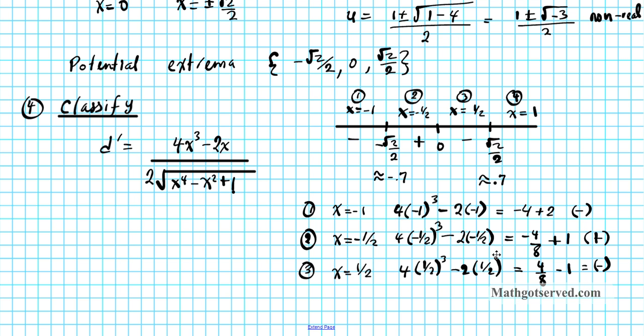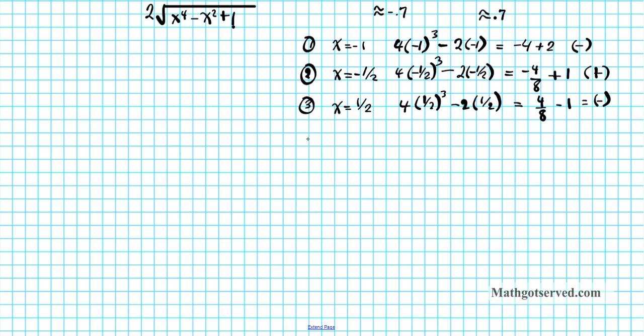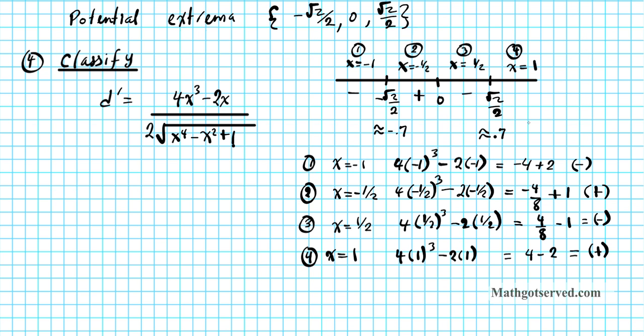Now let's examine the last interval, interval 4, where x is equal to 1. Okay, so we have 4 times 1 to the third, minus 2 times 1. So we basically have 4 minus 2, which is positive. Alright, so it's positive on interval 4. So it's positive right here.